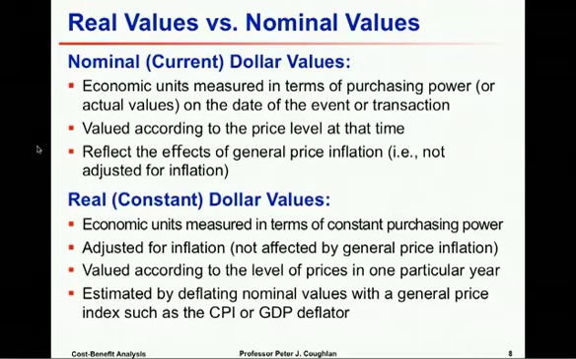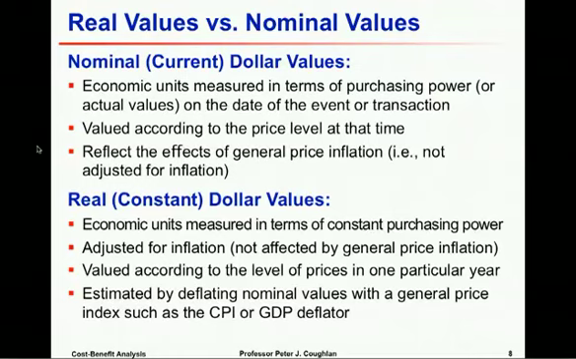So if you receive $100 million 5 years from now, then the nominal value of that is $100 million, exactly what the dollar value is at the time that you either incur the cost or receive the benefit. Obviously they incorporate the price level at that time. These are not adjusted for inflation, so they reflect the effect of general price inflation.